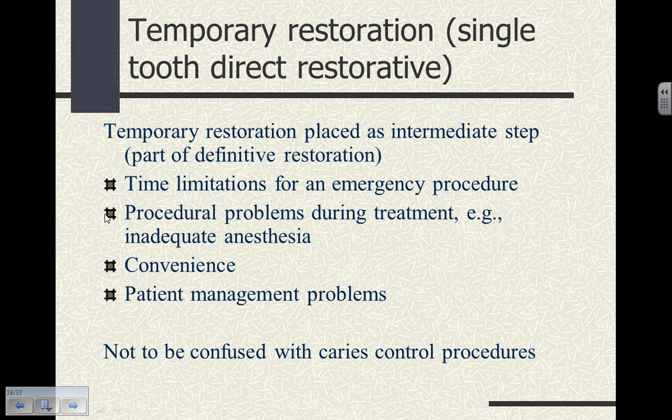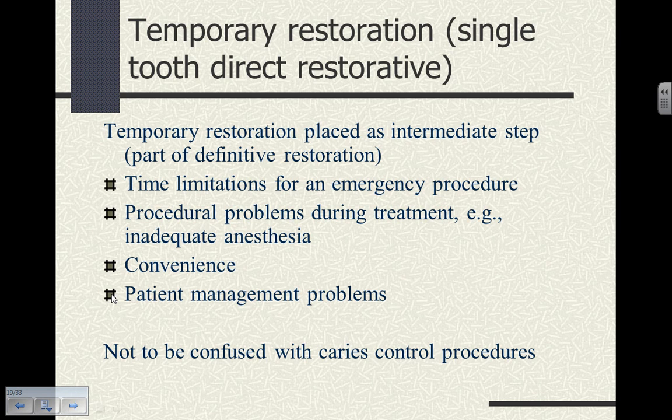Or perhaps you're having procedural problems during treatment. You start your cavity preparation, you get to the dentin, or you're almost halfway through and the patient's starting to feel it again and you can't get them numb. You're going to put a temporary restoration in that tooth because of inadequate anesthesia. Or perhaps it's more convenient for you today to put in a temporary because you're booked up. Your schedule is just really a mess.